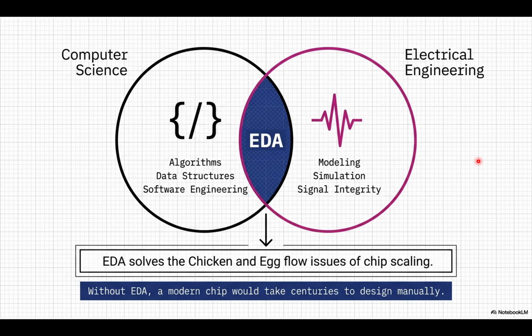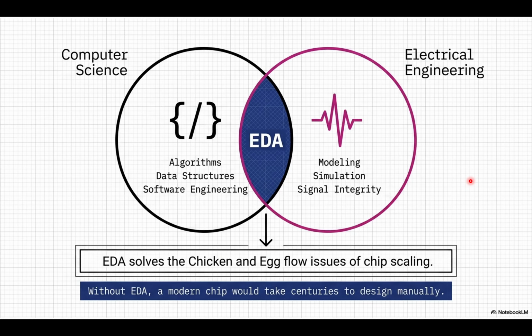Well, mostly because EDA solves the ultimate chicken and egg problem of silicon scaling. Every year, the industry demands smaller, faster, more power efficient chips. But to design a chip with tens of billions of transistors, you need incredibly powerful computers running incredibly complex software. So to get the powerful computers, you first need more complex chips to build them with. Exactly. It's a paradox, and EDA is the bridge that breaks that loop. It automates the design of the next generation of hardware using the current generation.